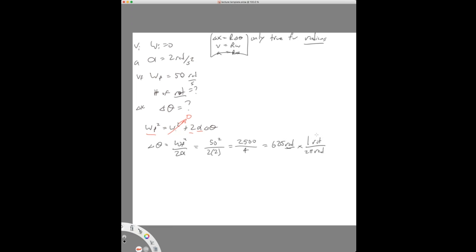So a rotation is 360 degrees. And so when we want to know the number of rotations total, we have to divide by 2 pi, and we get 99.5 rotations. Okay, any questions about that example?